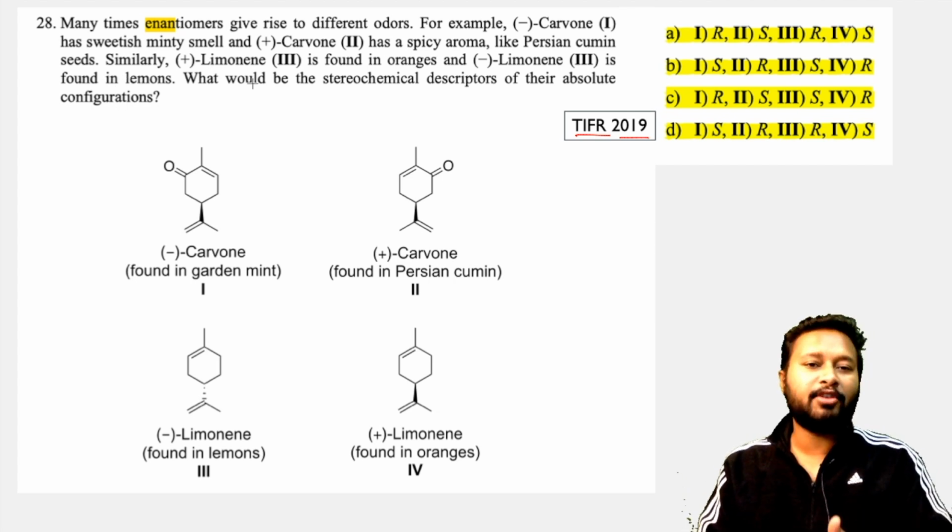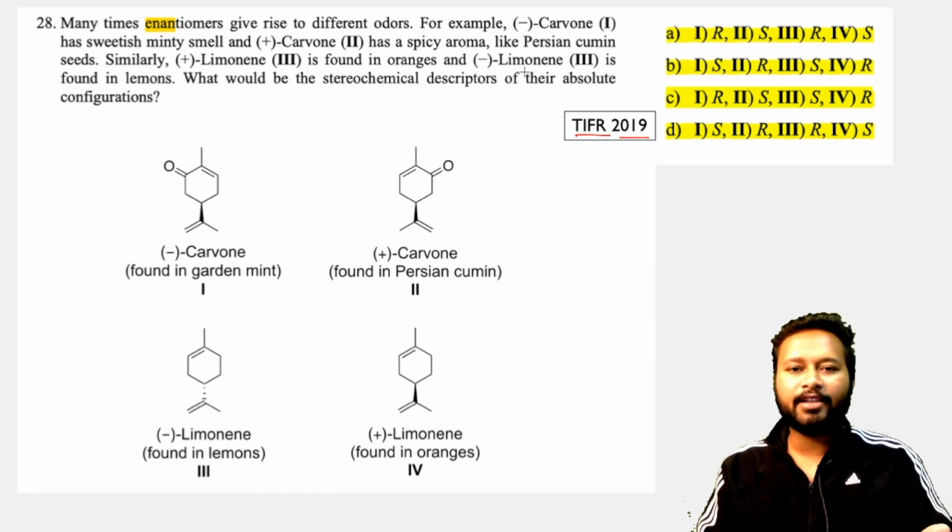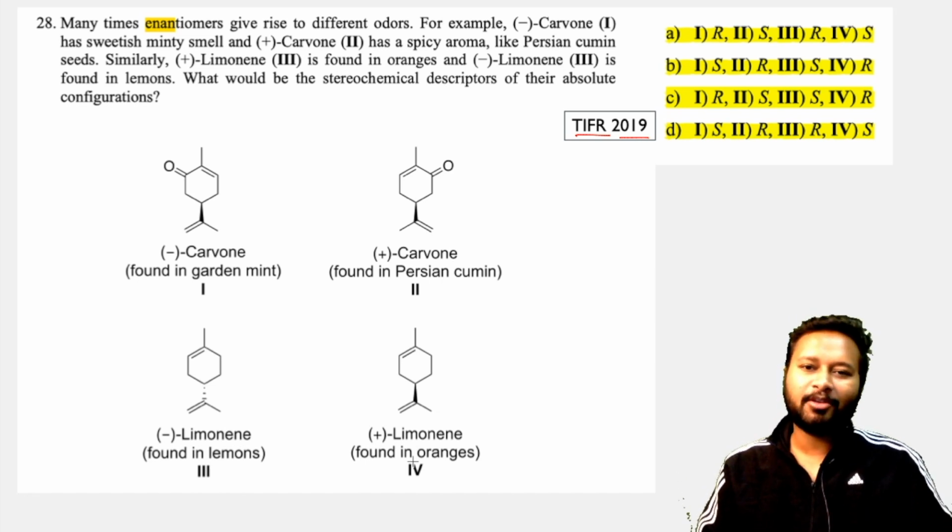Similarly, plus limonene, that is molecule number 3, is found in oranges, and minus limonene, that is molecule number 4, is found in lemons. It should be 4 over here, sorry, there's a misprint, just leave that. So what would be the stereochemical description of their absolute configuration? You have to find out the absolute configurations of 1, 2, 3, and 4, and tell which is the correct option.